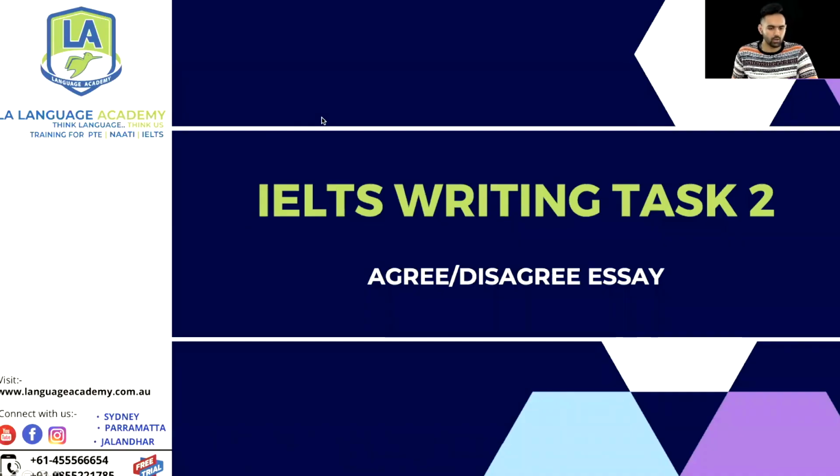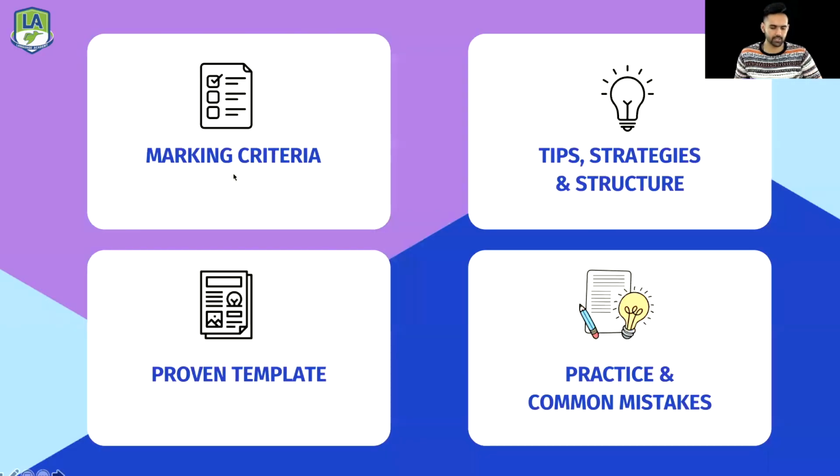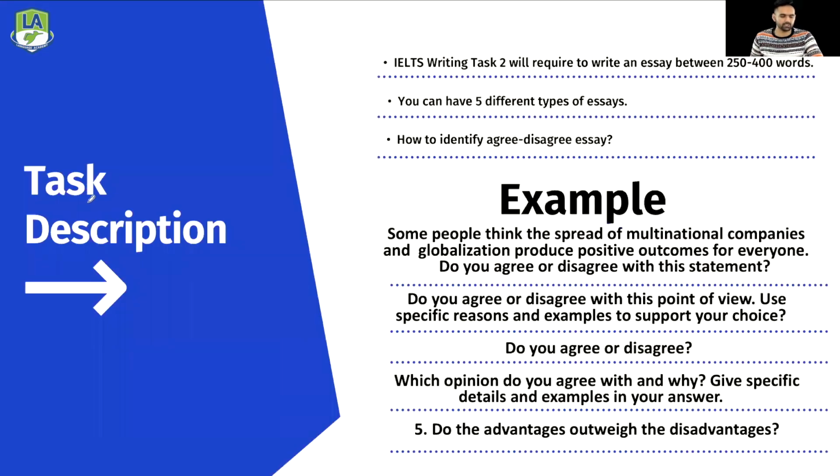So I think you all can see my screen now. IELTS writing task 2, it is the agree, disagree essay. We are going to look at your marking criteria, then your structure, then we are going to look at a proven template or structure, and then we are going to look at a few common mistakes.